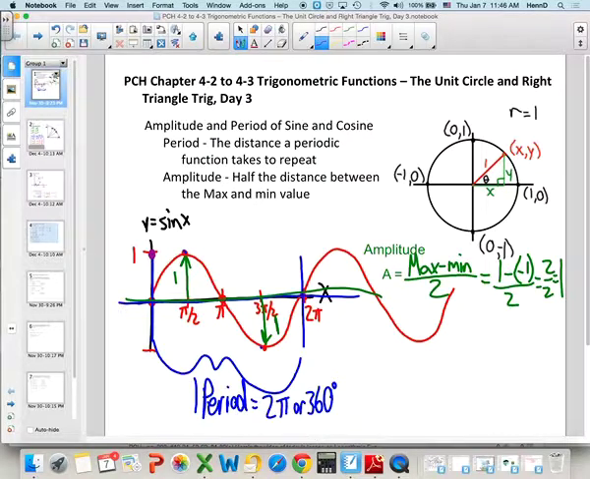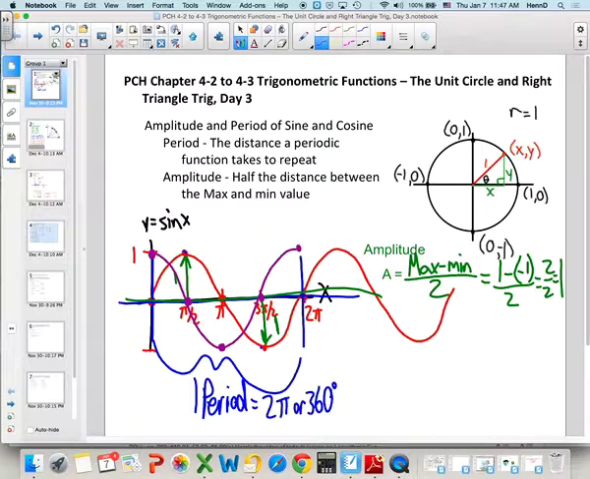At pi over 2, what does cosine equal? 0. At pi, what does cosine equal? Negative 1. At 3 pi over 2, it's 0, and at 2 pi, it's 1. Check this out. This looks an awful lot like the sine curve. In fact, it is identical to the sine curve, except it has been shifted, translated.